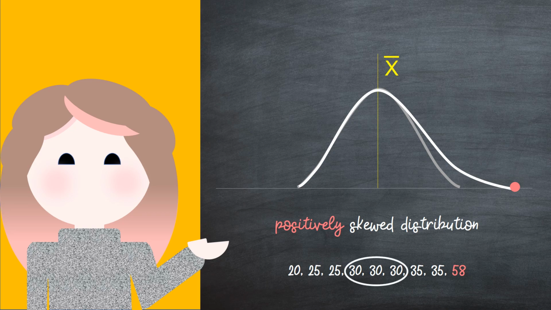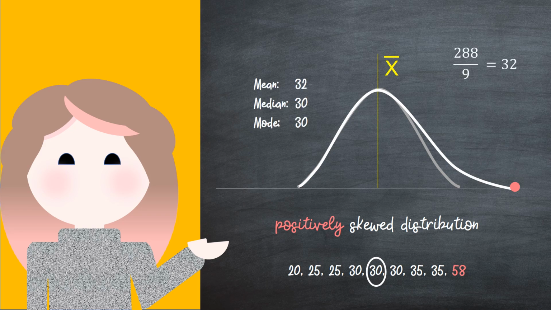Now our most common score is still 30, and our middle score is also still 30. But because our mean is calculated by taking the average, this time we have a total of 288 divided by 9, giving us 32. So the mean is dragged up because we have this extremely high score at the high end of our distribution.